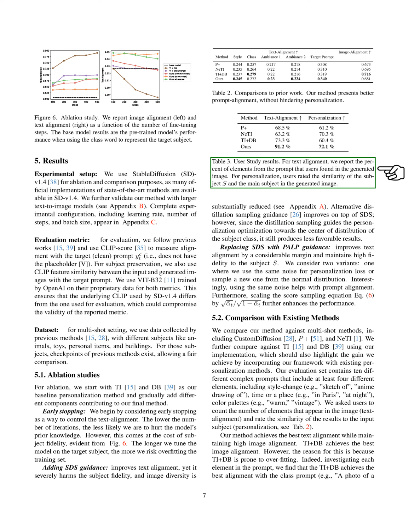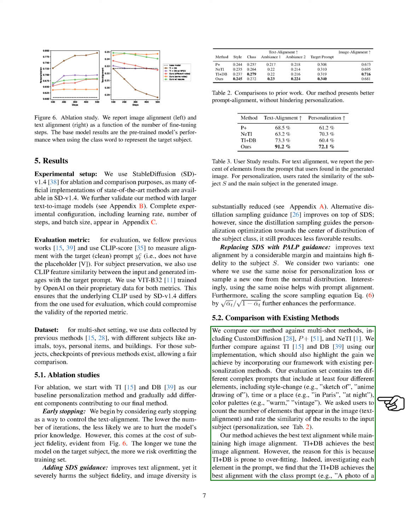Our evaluation set contains 10 different complex prompts that include at least 4 different elements, including style change, time or a place, color palettes. We asked users to count the number of elements that appear in the image, text alignment, and rate the similarity of the results to the input subject, personalization. Our method achieves the best text alignment while maintaining high image alignment. However, one method achieves the best image alignment because it is prone to overfitting.